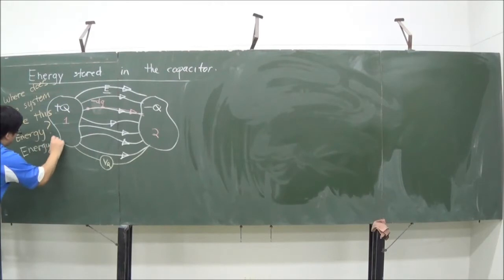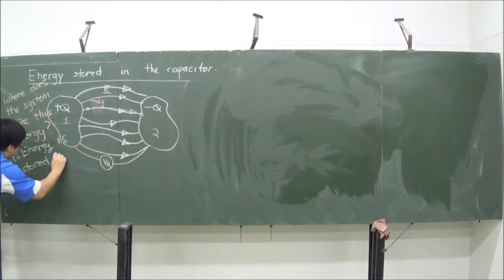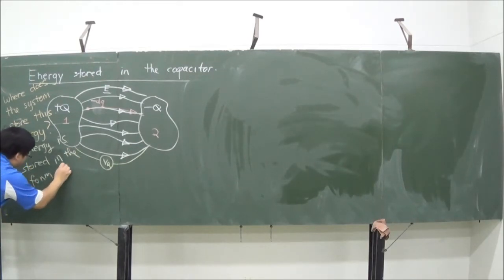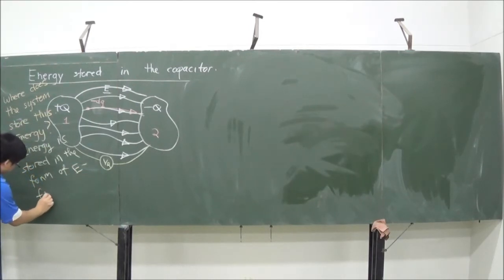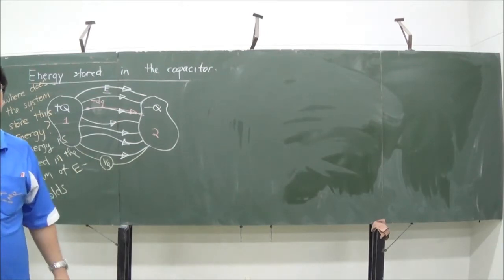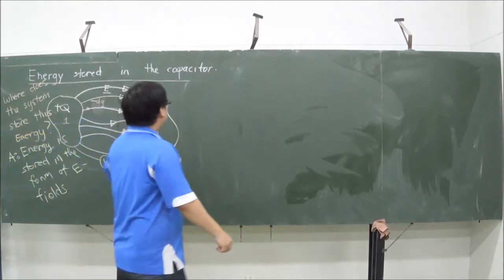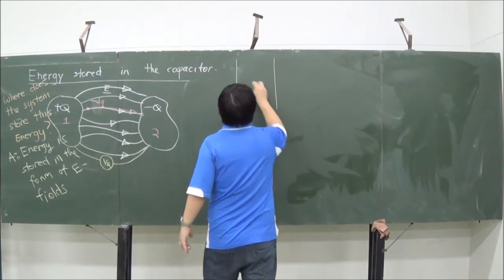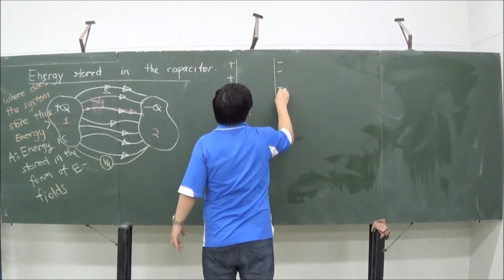Energy is stored in the form of electric fields. The energy is stored in the form of electric fields. How do we understand this? The way to understand this, we look at this example, a parallel plate capacitor. We look at a parallel plate capacitor.